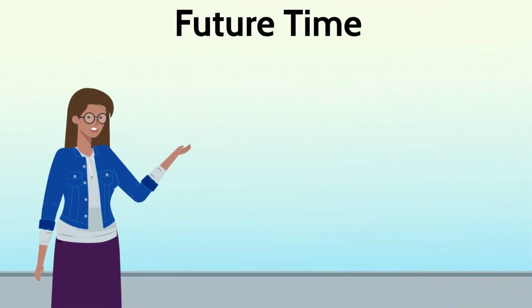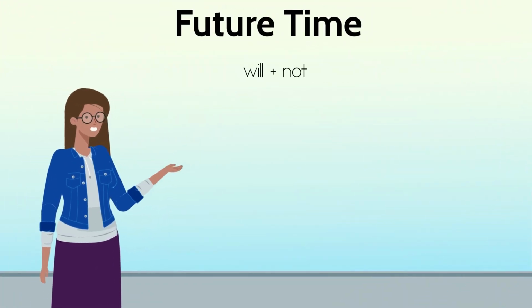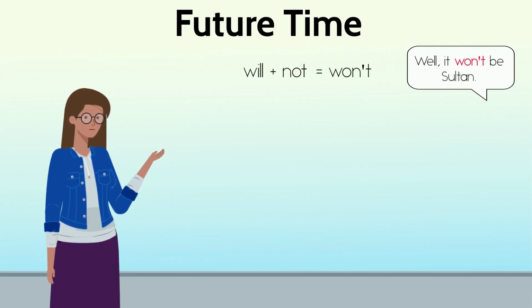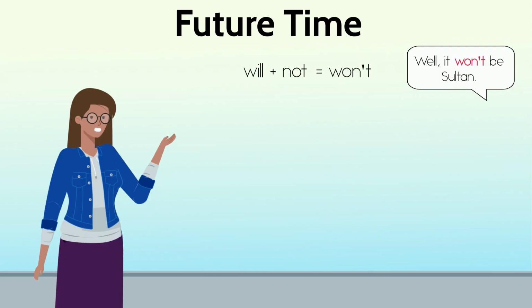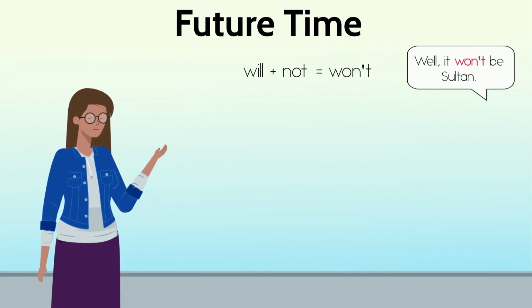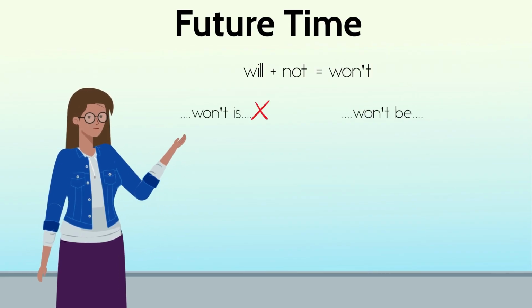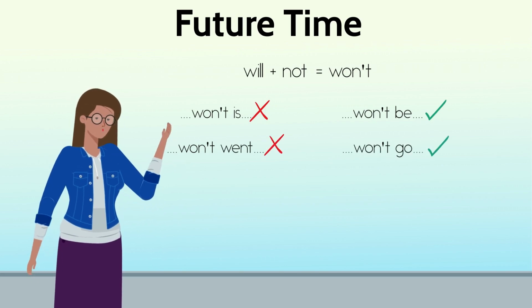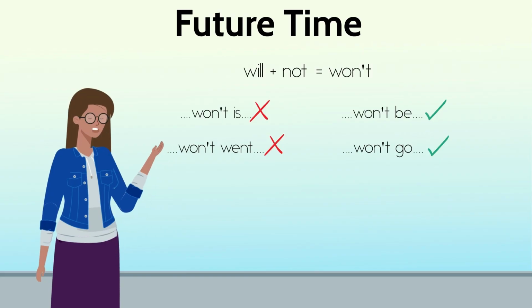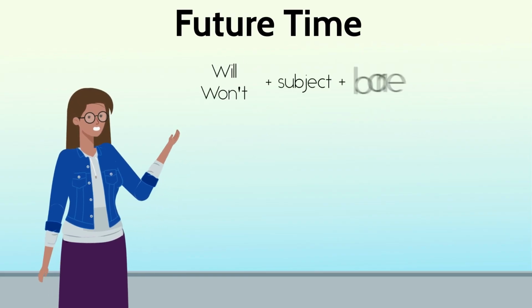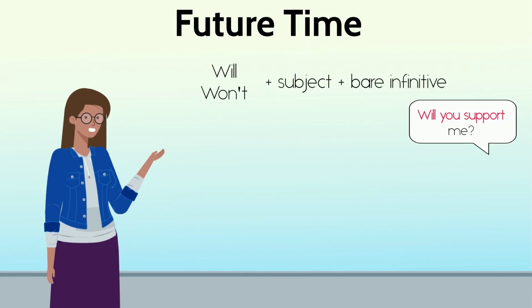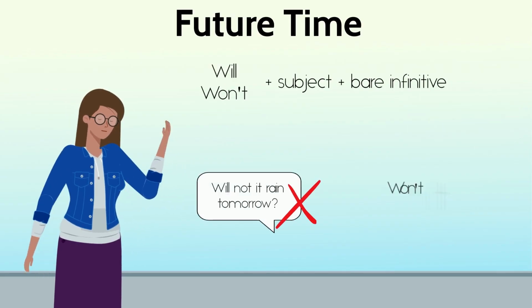The negative form is will plus not, which is usually contracted to won't. Again, we use the bare infinitive after won't. For example, to make questions, we use will or won't plus subject plus the bare infinitive. When we make a negative question, we always use the contracted form won't.